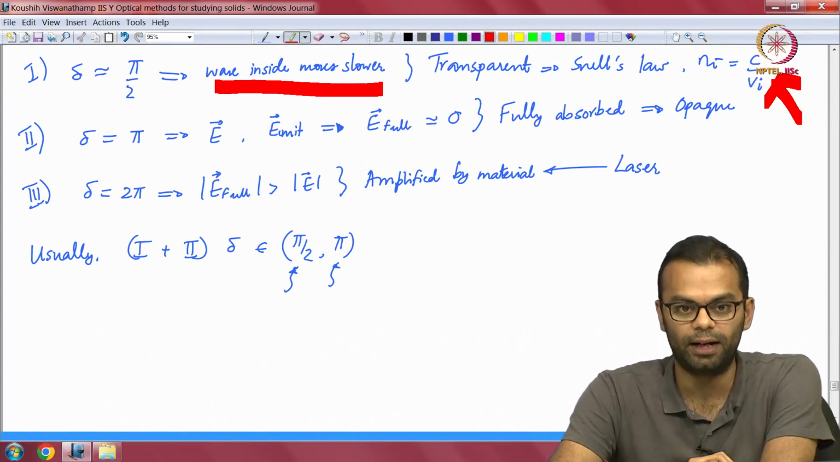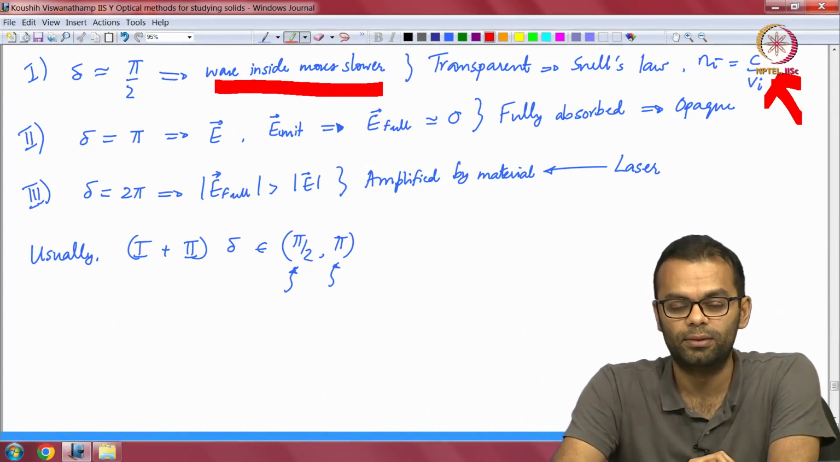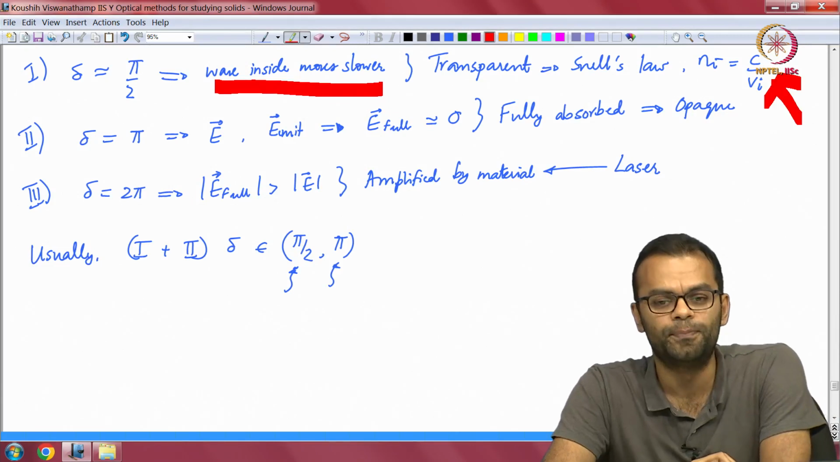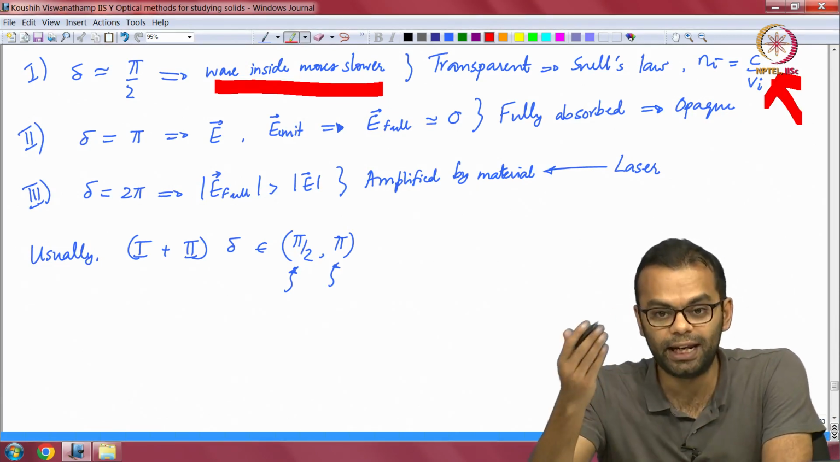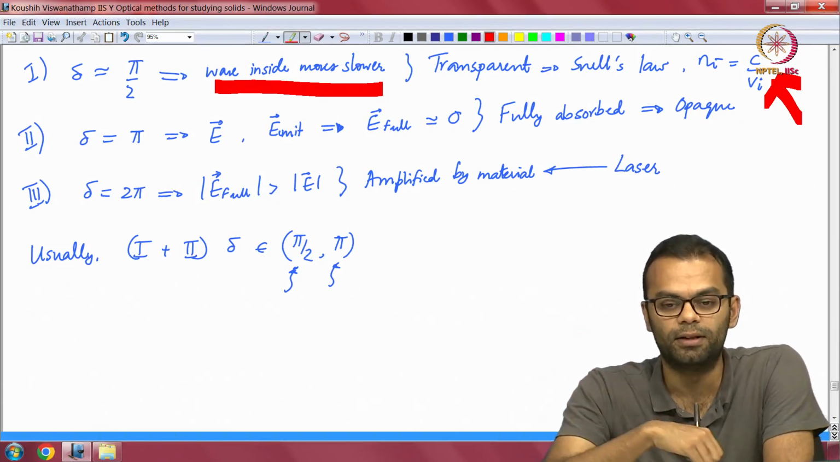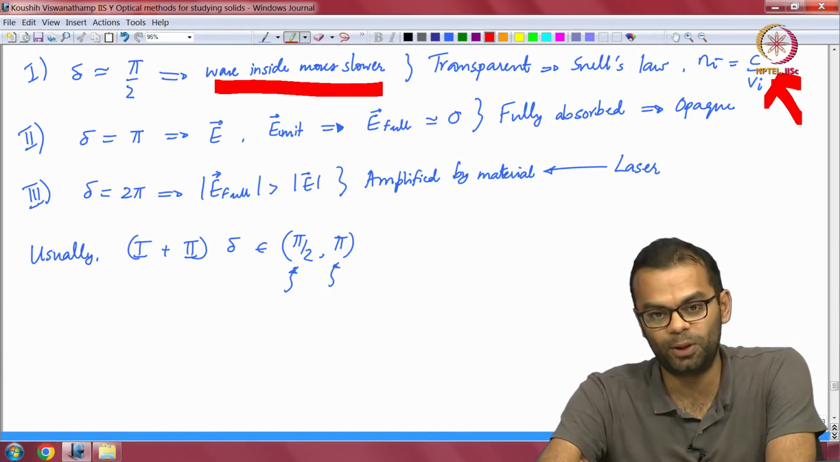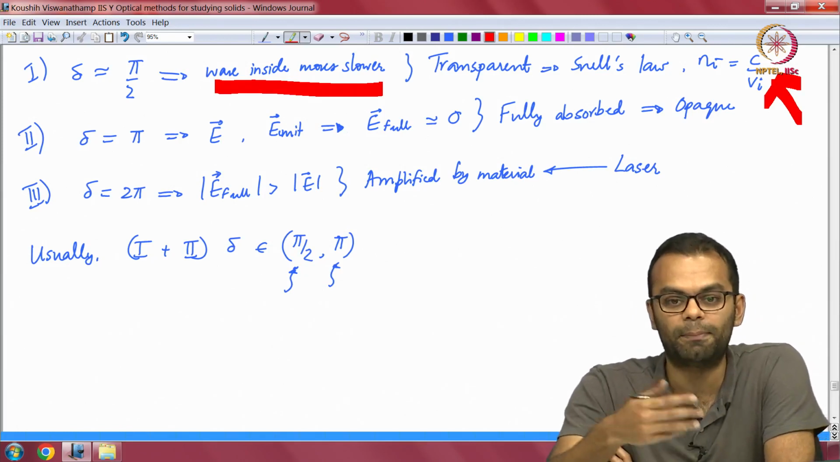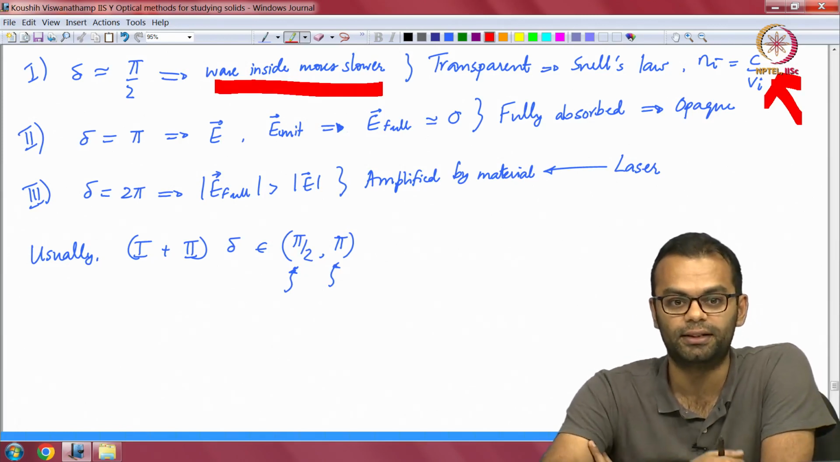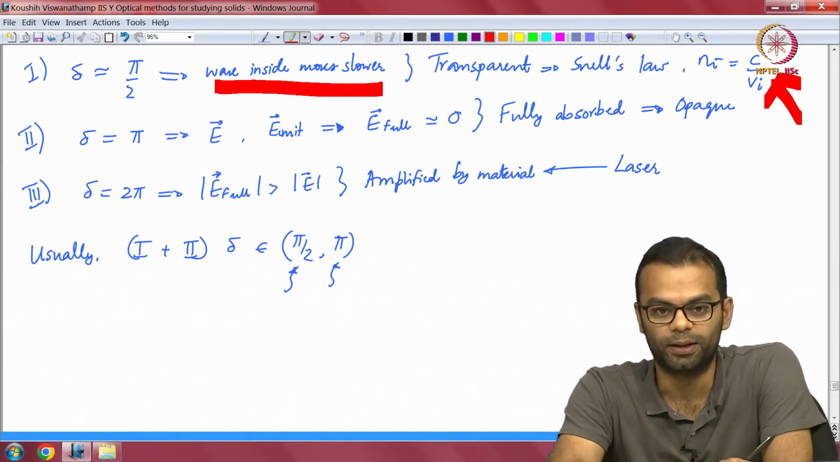So, the emitted field was exactly out of phase with the incident field, and so the total field was 0, which means that you would not see any effective field coming out from the piece of material. So, it is completely opaque. And we also in passing saw that you can get amplification, which is what happens in the case of a laser when delta is close to 2 pi.